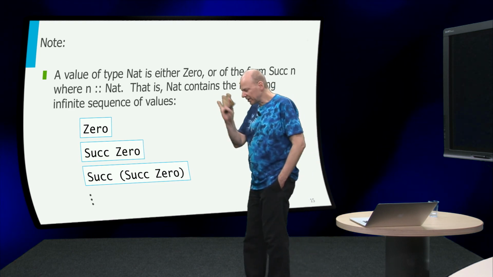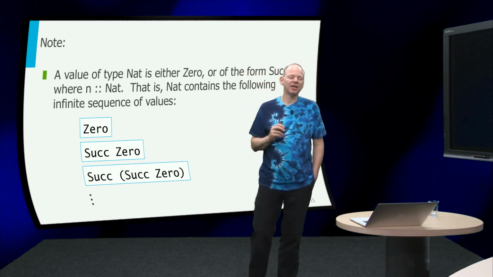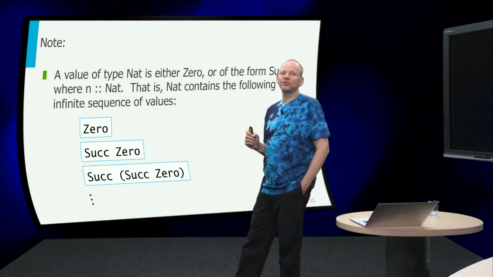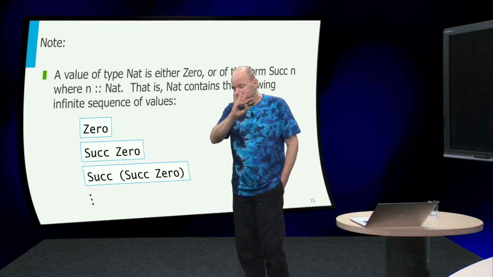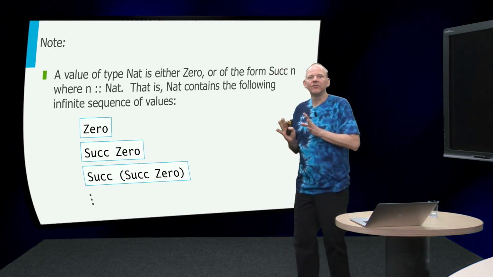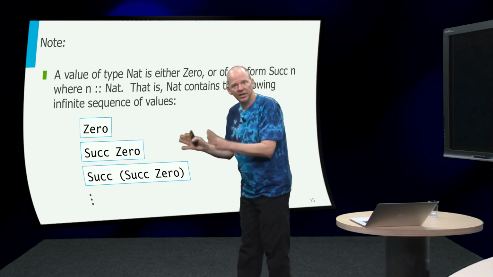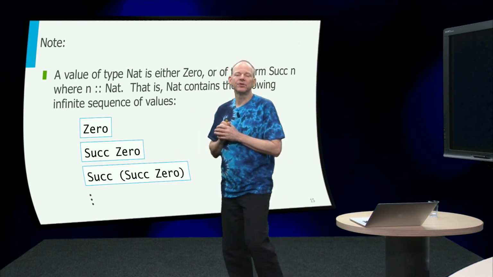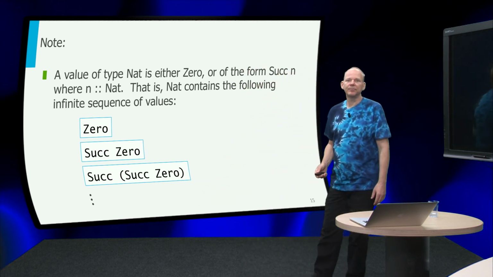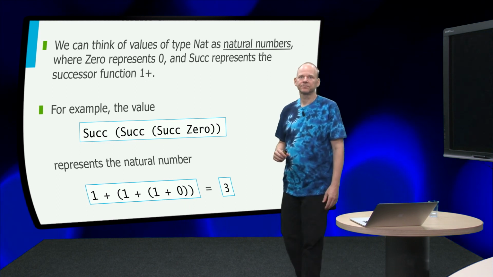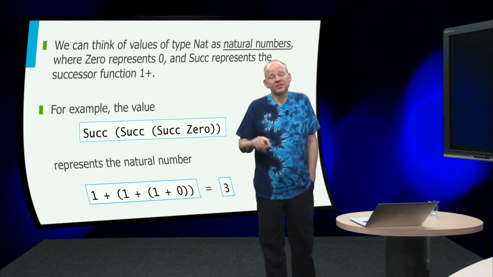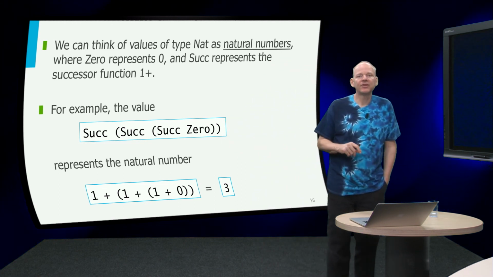I mentioned before that we're glossing over certain details here, because one of the values that we can also have is undefined. But since this is just an introductory course, I'm not going to talk about undefined and bottom. For now, and typically, it's perfectly safe to do. This is the infinite set of values in type Nat. And as I said, this recursive type represents numbers.